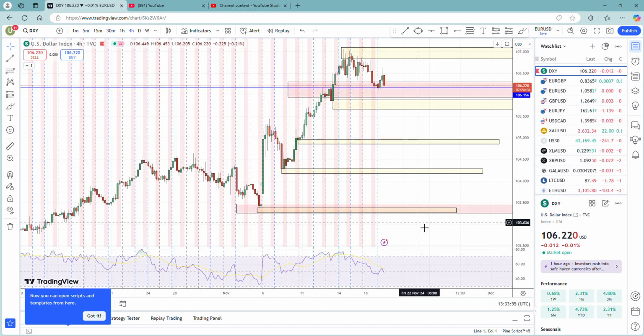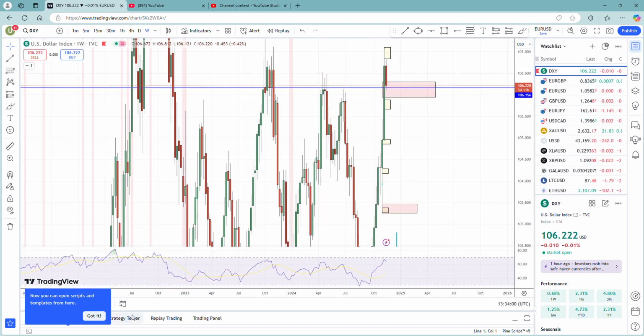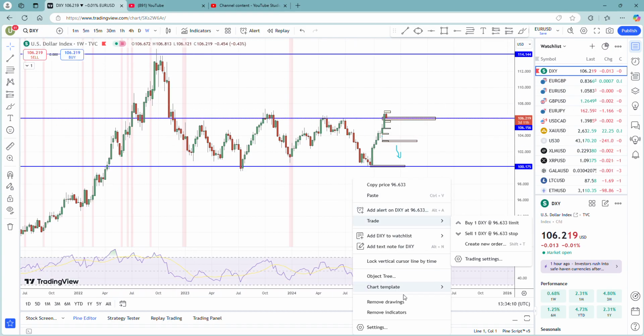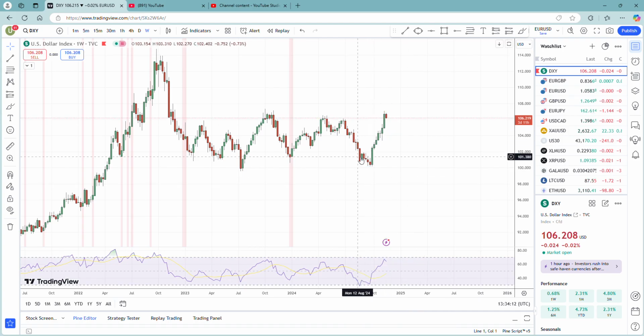First of all, starting on the DXY. So we always start on a weekly time frame. As I say every video, especially if you trade in the USD pairs, you need to analyze the DXY first of all. So if you go to the weekly time frame, you want to mark your support and resistance levels. This is where price changes from bullish to bearish and bearish to bullish.